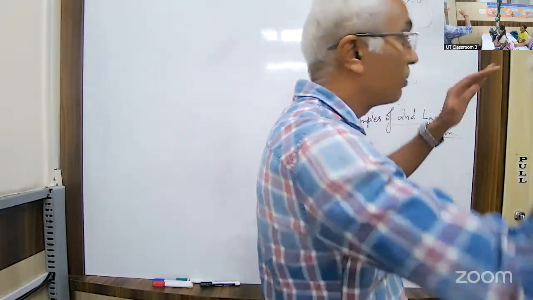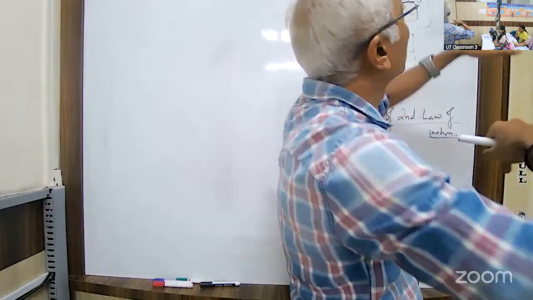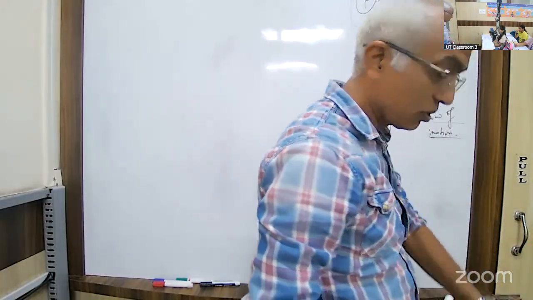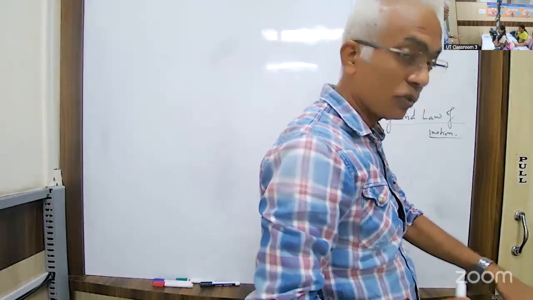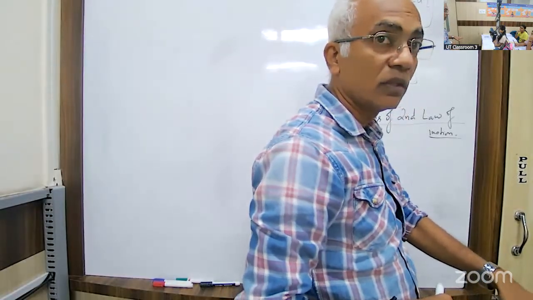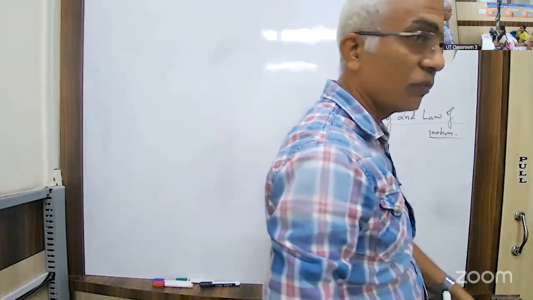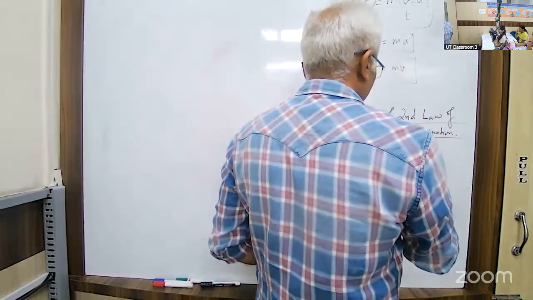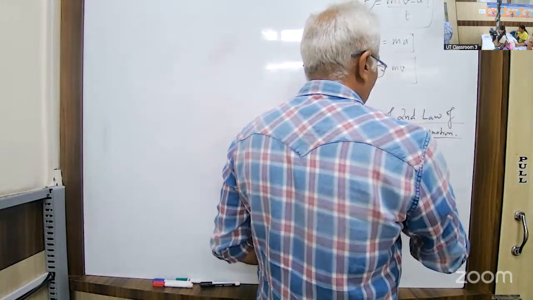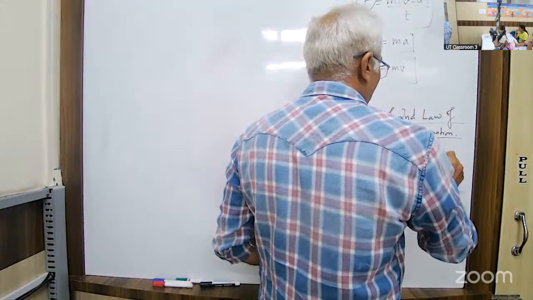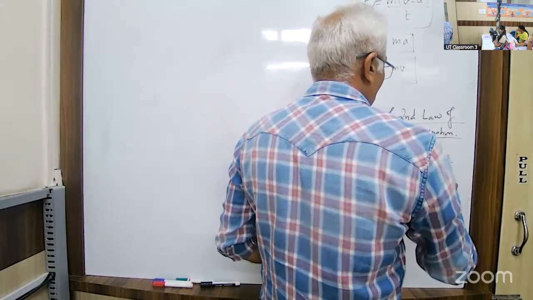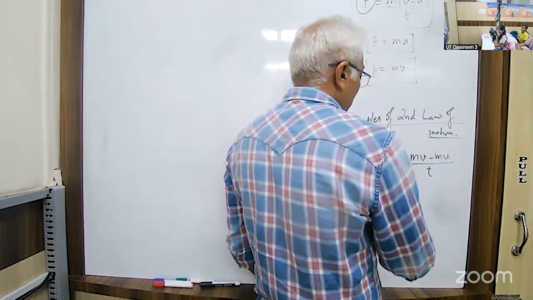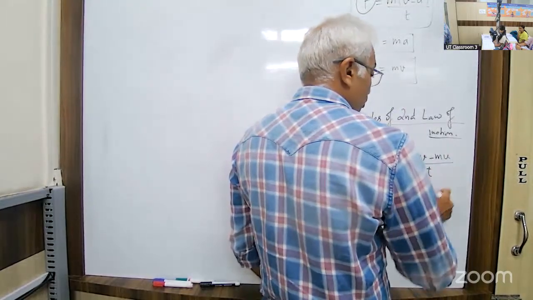Let's say I was standing and I jumped on the hard floor, and then I jumped on some cushion floor. When will the impact be more? Hard floor directly. So why so? This is MV minus MU divided by T. So when will F be large? When T is small.